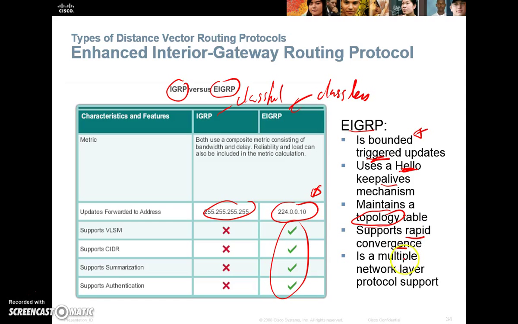It also supports multiple network layers. So the network layer will include your IP and other types of network layer protocols, for example the older IPX and AppleTalk. But right now, of course, IP is the most frequently used protocol in the network layer.